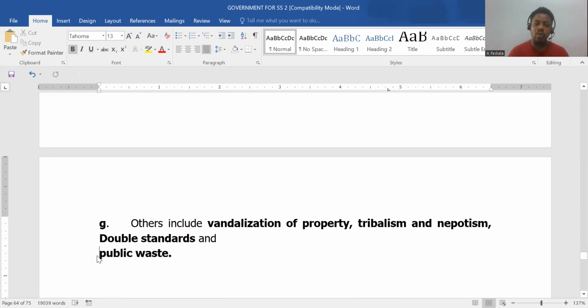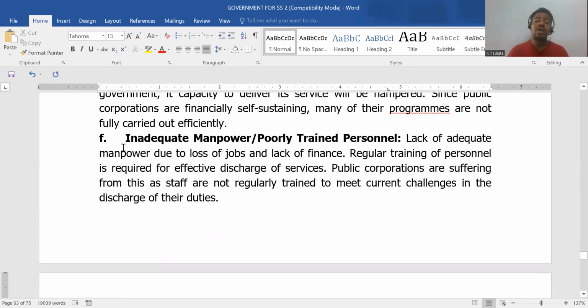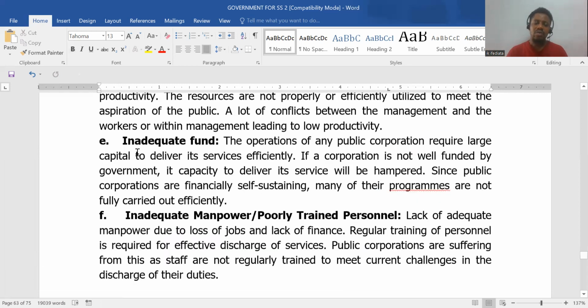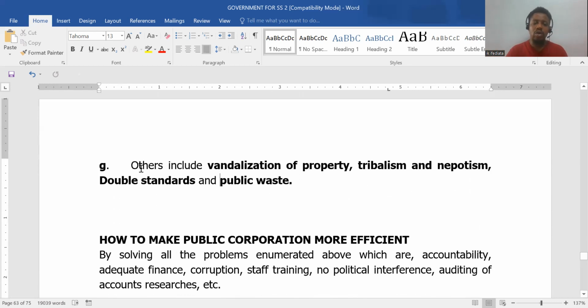Now, can you proffer solutions to some of these problems we are discussing here? Can you proffer solutions? Think about them. If you understand this topic, you should be able to. Like you can talk about the Public Service Commission, training and retraining of its staff, right? So that they can be efficient. And government should timely release funds to these public corporations so that they can perform their functions as and when due, diligently. So we're going to rest our case here.